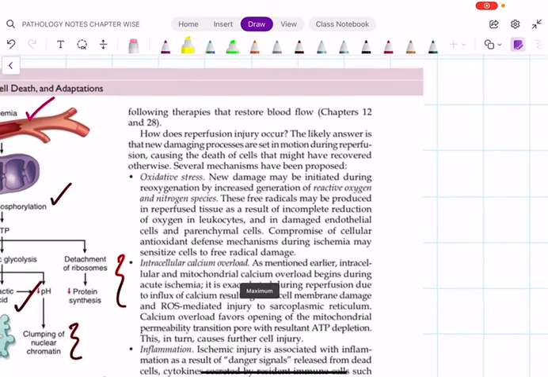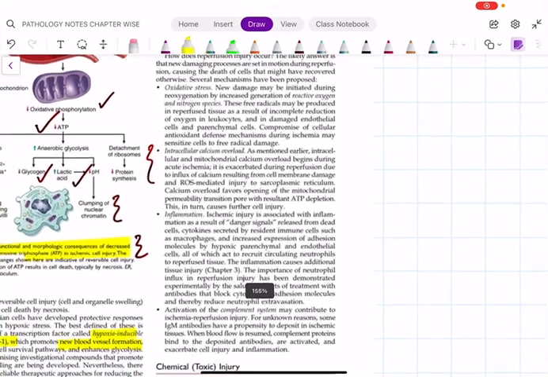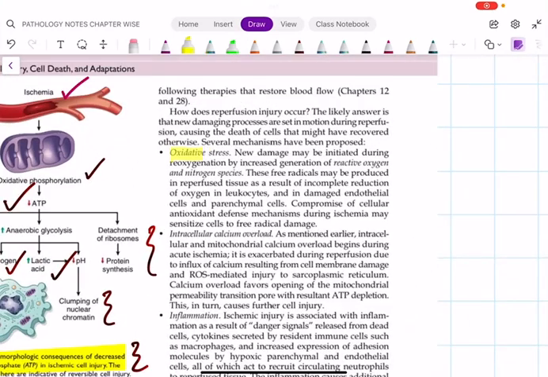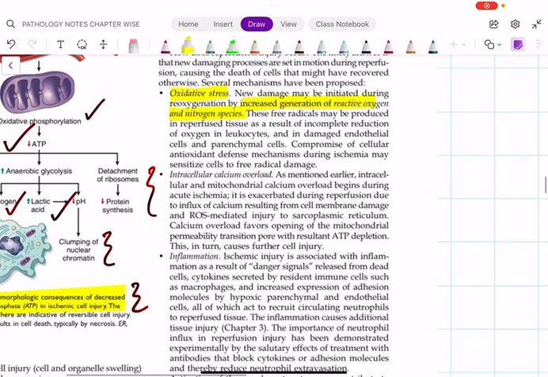How does this occur? Various theories have been put forward to explain this. Oxidative stress. That means, when the blood supply is restored, there will be increased generation of reactive oxygen and reactive nitrogen species. Free radicals will cause injury. Number 2, whenever there is reperfusion, there will be more influx of calcium into the sarcoplasmic reticulum, which will further cause ATP depletion and further cell injury.